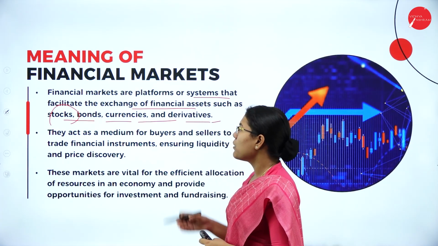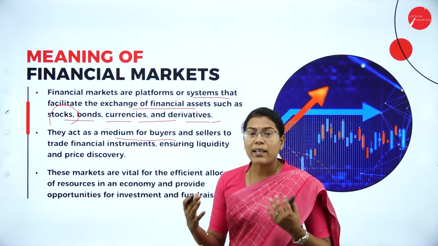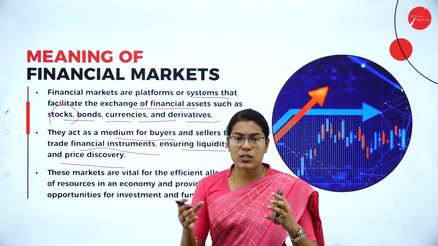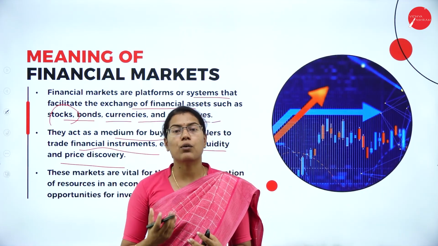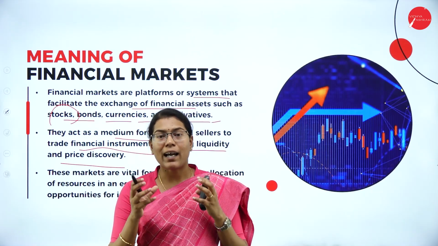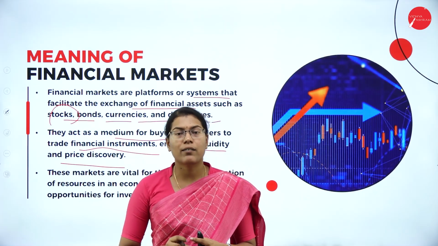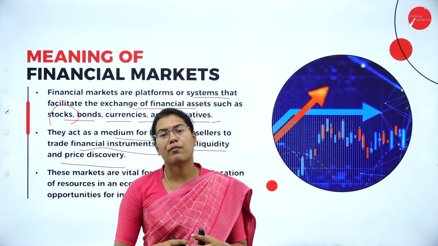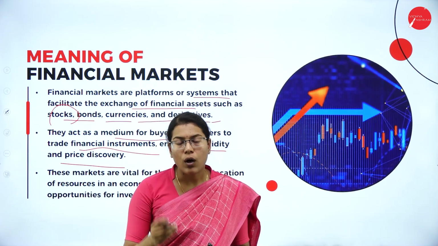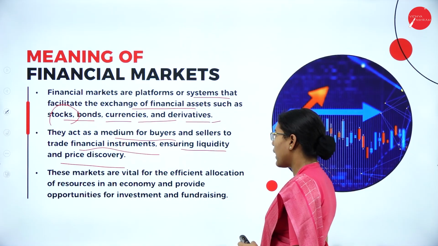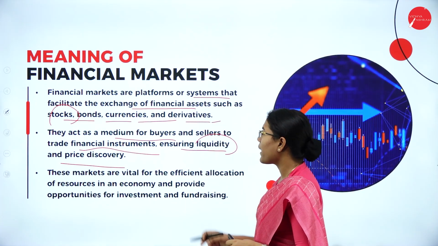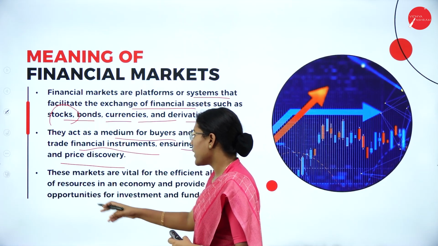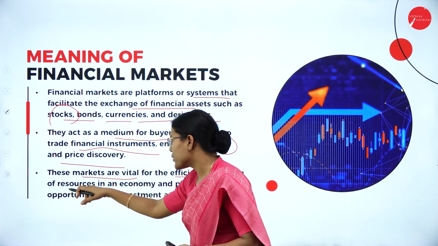So here the financial market acts as a medium for buyers and sellers. Buyers and sellers of whom? Buyers and sellers who trade the financial instruments, ensuring liquidity and price discovery. It's not just a platform which allows traders to trade in financial securities, but it also plays a major role as a price discoverer. Price discovery is all about determining the prices of the shares and various securities traded in the financial markets, and this depends on the demand and supply of that particular financial instrument. It is also important to ensure liquidity, that means the ability of the financial asset to be converted into cash.